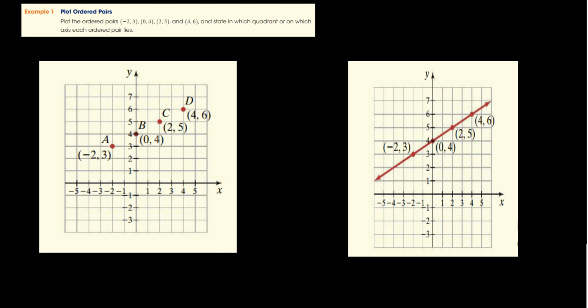The next point, (0, 4), 0 being the first number tells us that we move 0 units to the left or to the right.